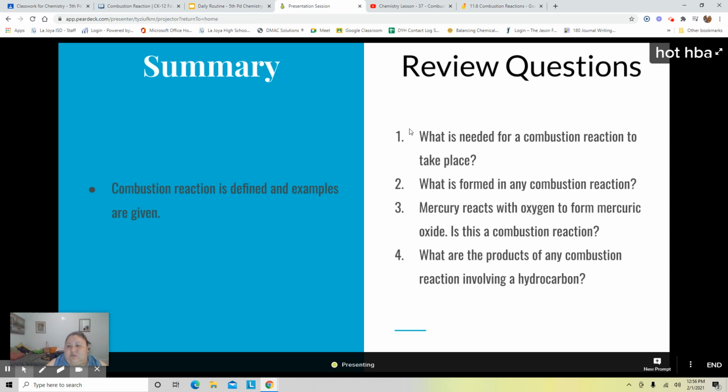Your review questions: 1, what is needed for a combustion reaction to take place? 2, what is formed in any combustion reaction? 3, if mercury reacts with oxygen to form mercuric oxide, is this a combustion reaction? And then question number 4, what are the products of any combustion reaction when you have a hydrocarbon?